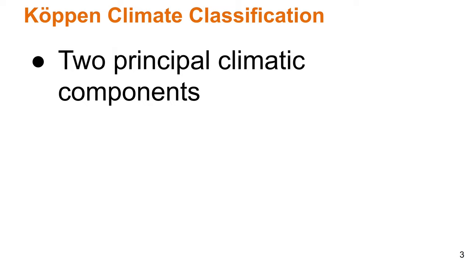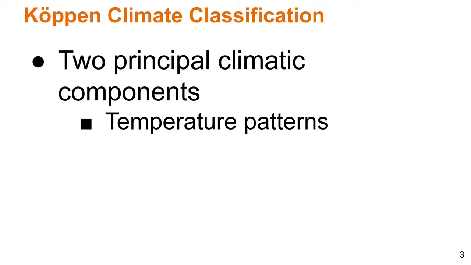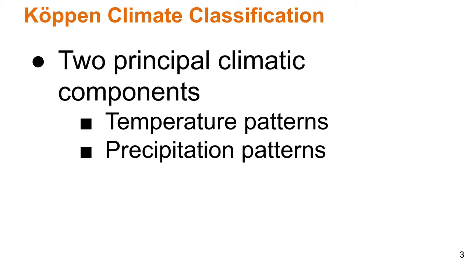There are two principal climatic components that we use in the Köppen system. Temperature patterns, which is just another word for latitude, and precipitation patterns, which is also largely driven by latitude, followed by continentality along with rain shadow effects. So at this point in the semester, this is all just review from physical geography: patterns of temperature are primarily a function of latitude. Temperature range, which is going to be important later, is a function of latitude and continentality.